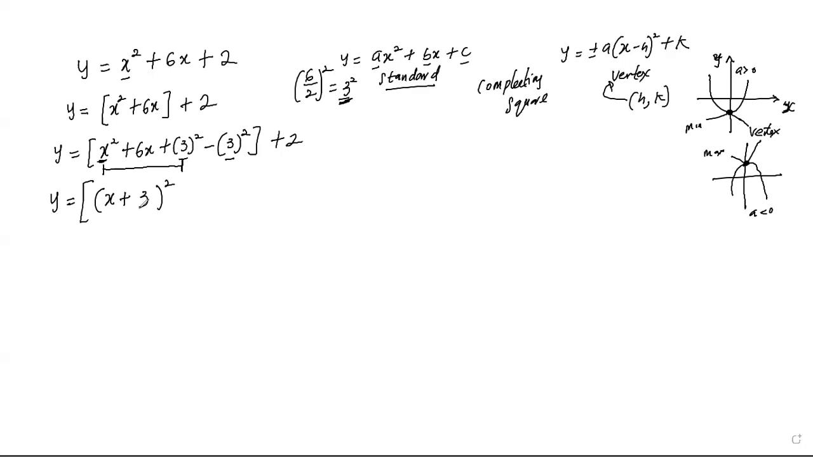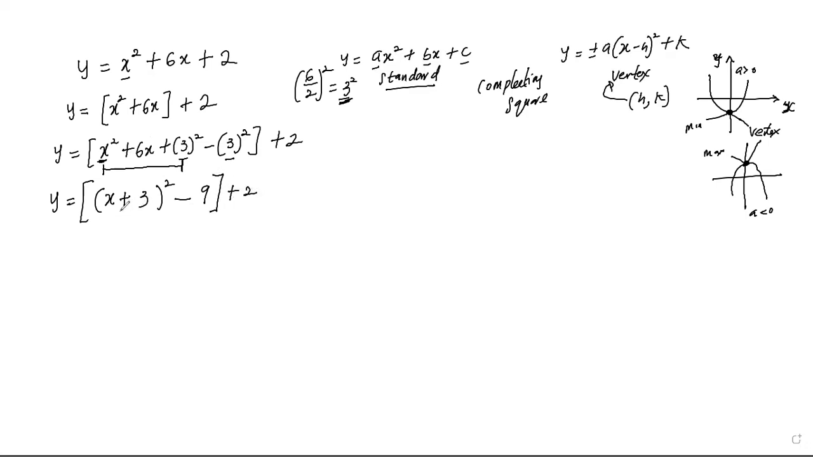Now I tell you, if you expand this whole expression here, you get these guys right here. You see? So that's why we need this 3 squared, so that we can complete the square here. Now, this is not a perfect square now. So we have this guy minus 3 squared, which is 9. So we have 9. Then we have plus 2 out here, right?